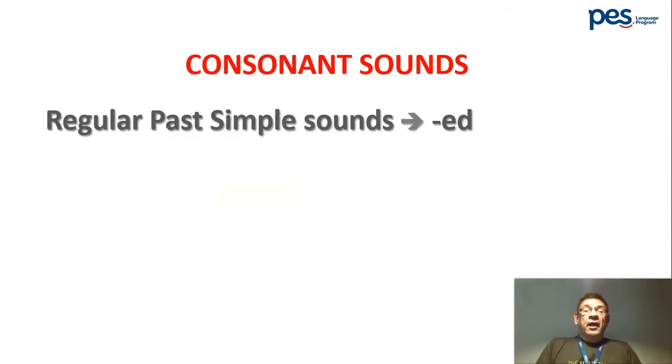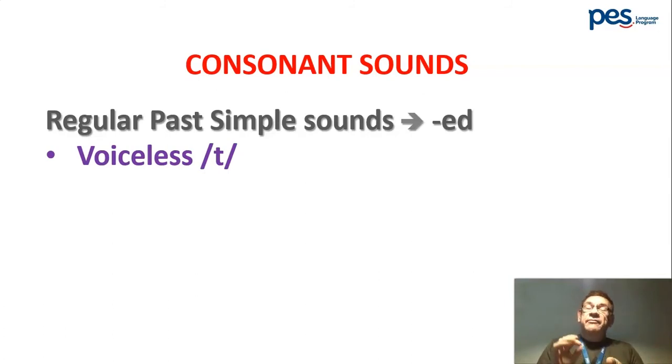Alright, now, I've also brought to you something that many people ask me again and again, which is about the regular past simple sounds, the ED. So, the rule is quite organic, alright? Because I'm going to explain it to you, and you're going to see what I mean by organic. So, when you pronounce the past simple, the ED, you have three different ways of pronouncing the ED. We have the voiceless T sound. The name of the letter is T, but the sound it makes is T.